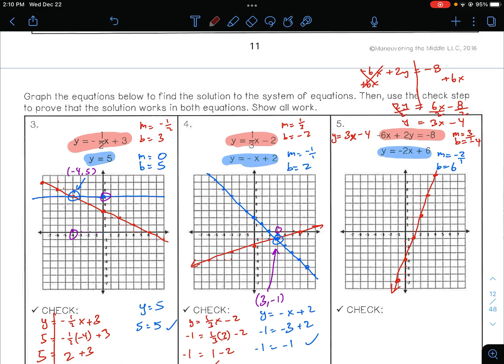Let's do the blue line. Okay, a y-intercept of 6. 2, 3, 4, 5, 6. -2 over 1, rise -2, run 1, rise -2, run 1. Oh, there it is. 2 over 1, rise 2, run 1.